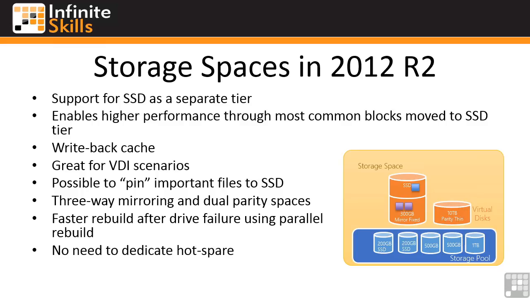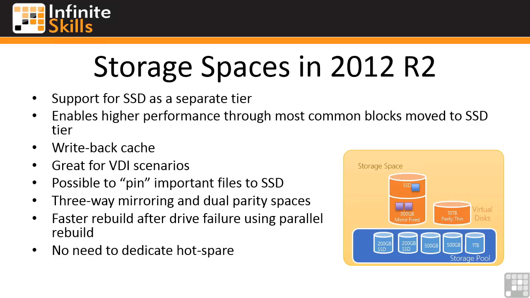For example, if I was using a parity virtual disk, i.e. I can support one disk failing, then it will use a two-way mirror for the write-back cache. If I had dual parity, i.e. I can support losing two disks, it would use a three-way mirror in the write-back cache. So this is great for a number of scenarios, such as VDI scenarios where I have lots of virtual machines.